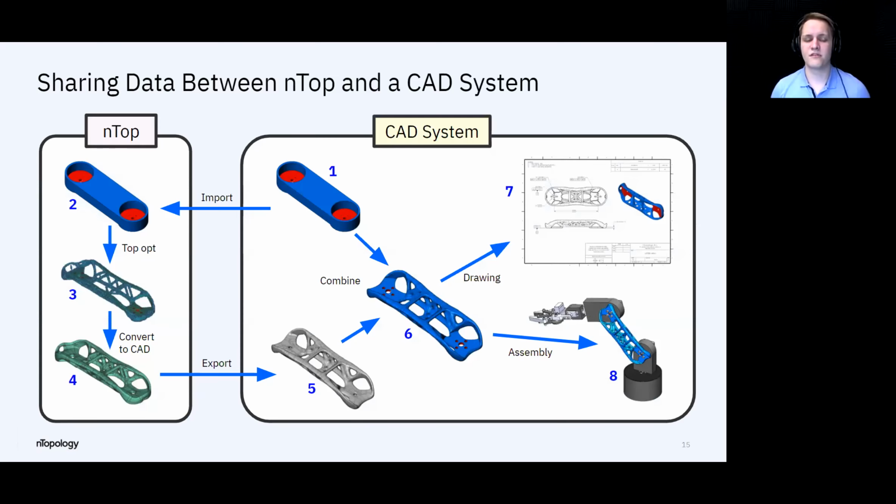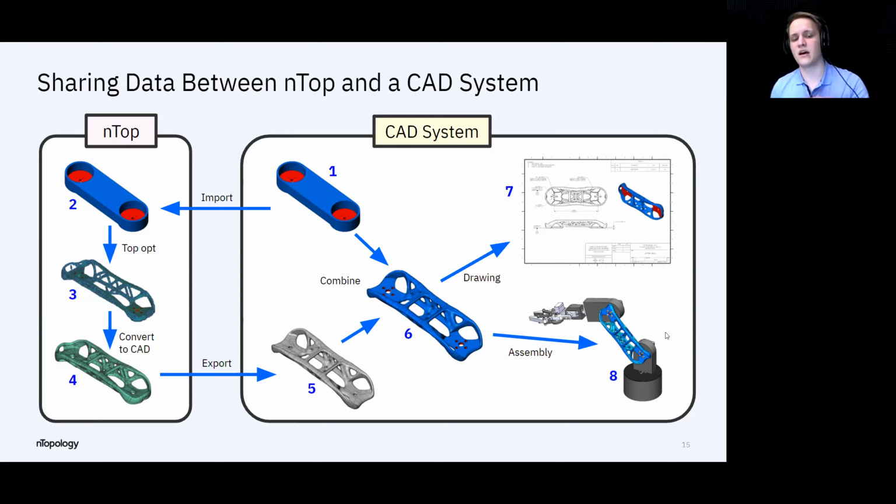And here's a nice little flow chart that helps bring this all together. We're going to start over here in our CAD system. We're going to go into nTop, do the complicated work, come back to the CAD tool, and do our final little bit of work. We're going to make our engineering drawing, and we're going to put it in the assembly.